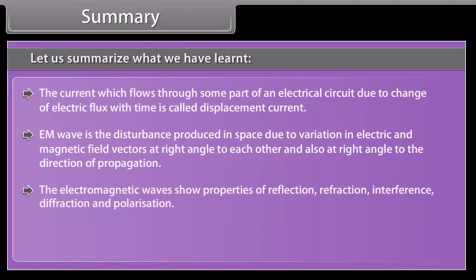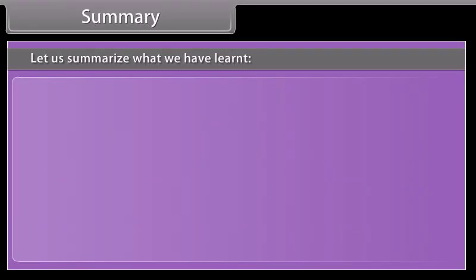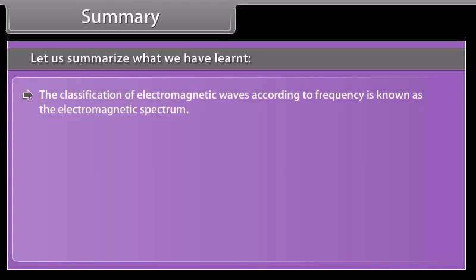The electromagnetic waves show properties of reflection, refraction, interference, diffraction and polarization. In an electromagnetic wave, the average values of electric energy density and magnetic energy density are equal. The classification of electromagnetic waves according to frequency is known as the electromagnetic spectrum.